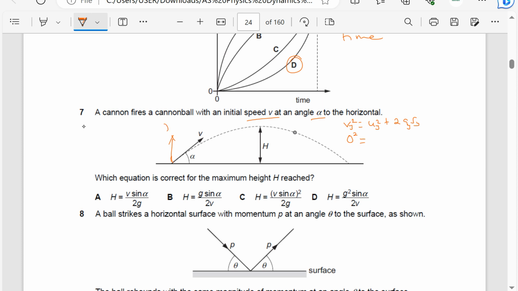Resolving velocity in the vertical will be v sine alpha, and this is squared. Because it is moving against gravity, acceleration in the vertical will be negative g. So I will say minus 2 times g, then times the height h. Making h the subject will give us v sine alpha squared divided by 2g, which makes the answer C.